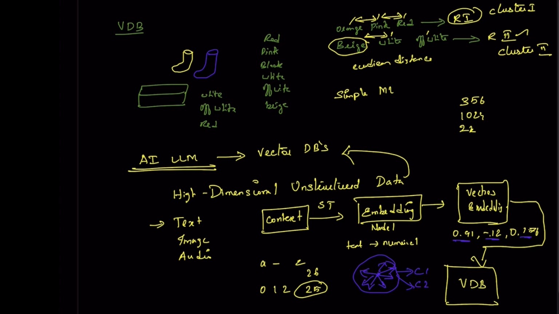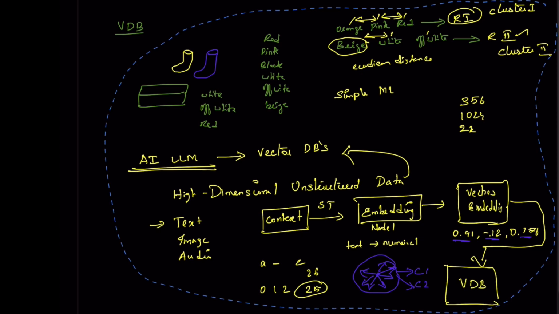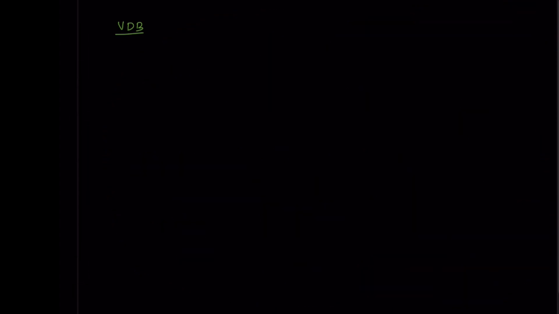In a vector DB, it is called a collection, and you have to name a collection. That is your vector DB. Let me clearly explain that. In a vector DB, everything will be stored as a collection. So in one collection, you will have multiple clusters.